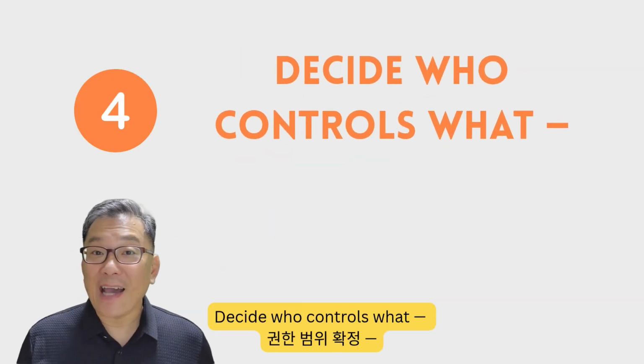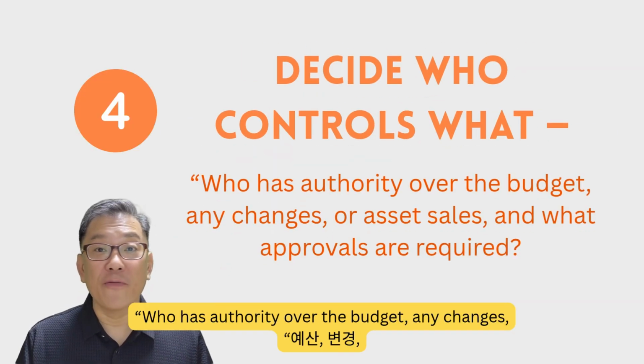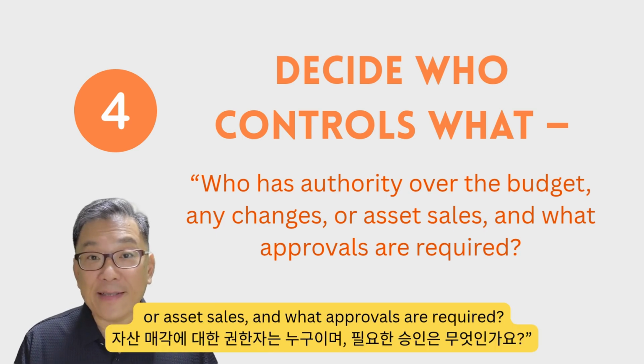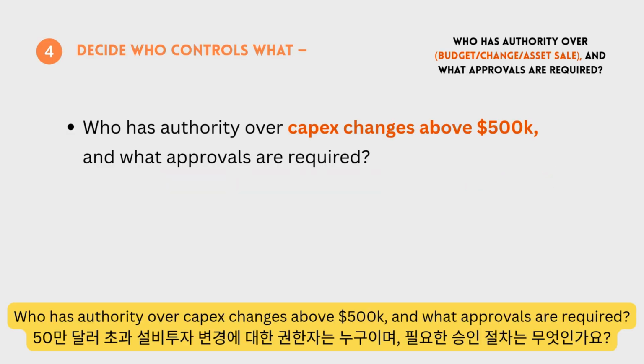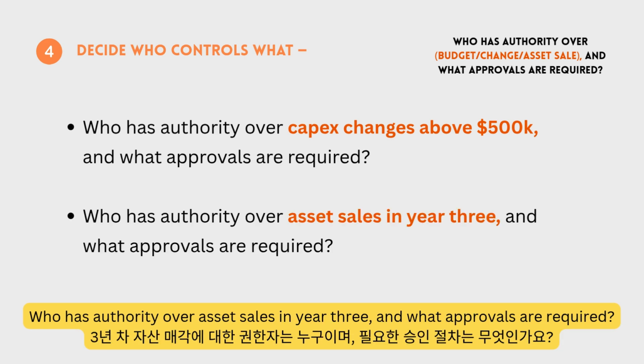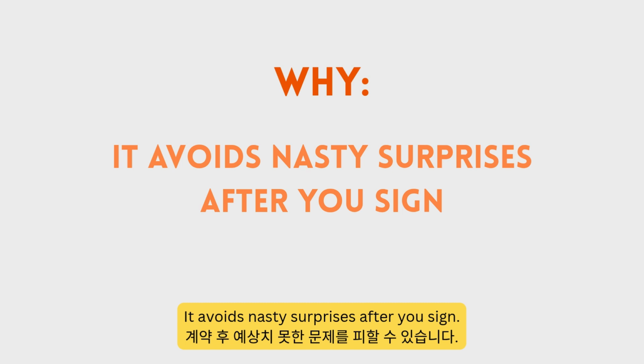4. Decide who controls what. Who has authority over the budget, any changes or asset sales, and what approvals are required. Pattern: Who has authority over budget, change, asset sale, and what approvals are required? Use the pattern like this. Who has authority over CAPEX changes above $500,000, and what approvals are required? Who has authority over asset sales in year 3, and what approvals are required? Why? It avoids nasty surprises after you sign.